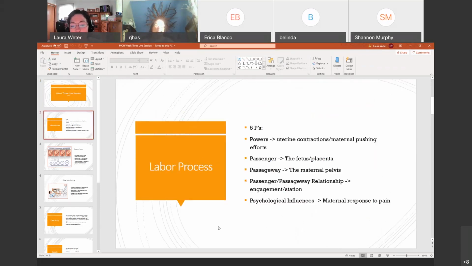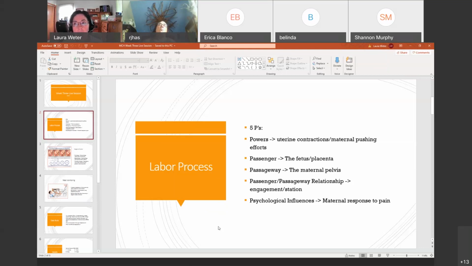So the labor process. Let's talk about the 5 P's. The powers, which are the contractions and the mom's pushing efforts. That is considered the powers. Passenger, that is the fetus and the placenta. They are both considered passengers because they are both delivered during the labor process. Passageway, which is the mom's pelvis. And then the passageway-passenger relationship. So now we're talking about when the baby's presenting part engages into that maternal pelvis and where the baby is stationed, right? What is the station of the baby?